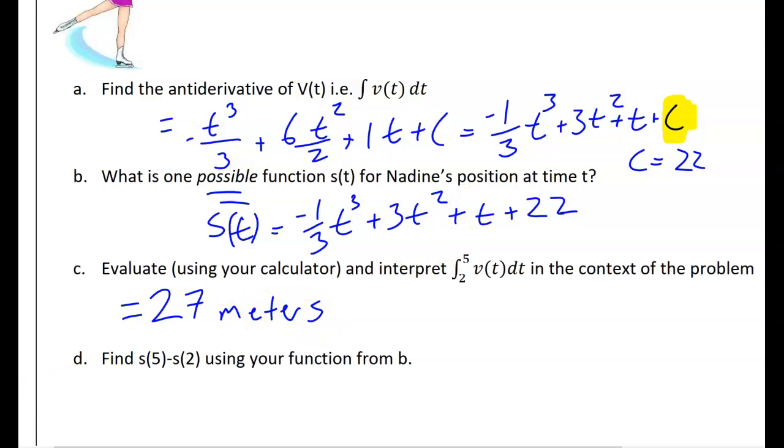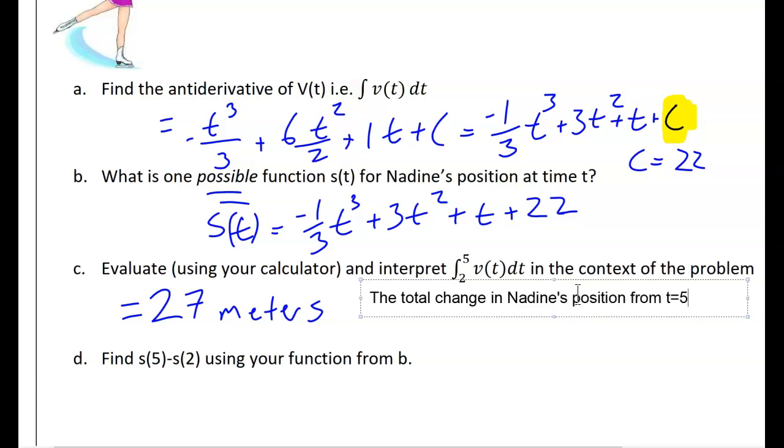And my interpretation is going to be the total change in Nadine's position from t equals 2 to t equals 5 seconds was 27 meters. And we could also say this is the total displacement, right? Which means the same thing as change in position.